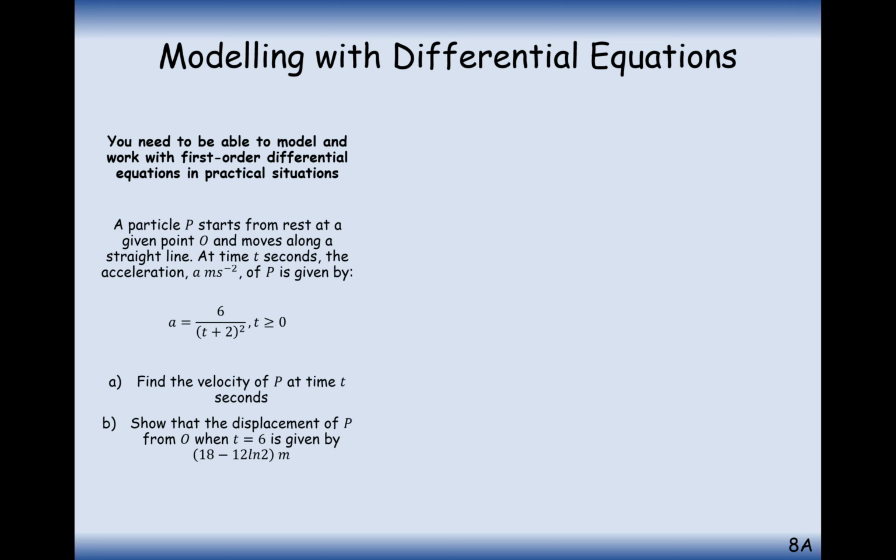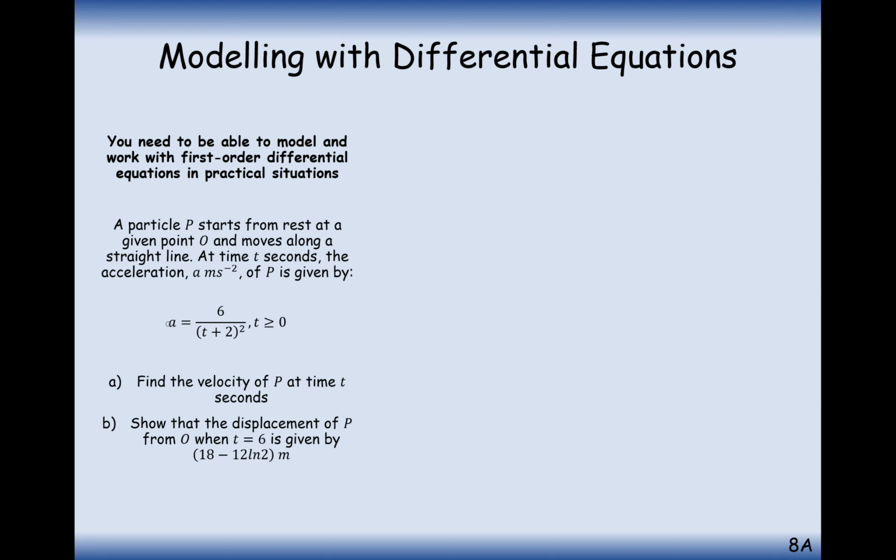The first question is this one here. A particle P starts from rest at point O and moves along a straight line. At time t seconds, the acceleration a metres per second squared of P is given by this formula here, where t is positive. Find the velocity of P at time t seconds.